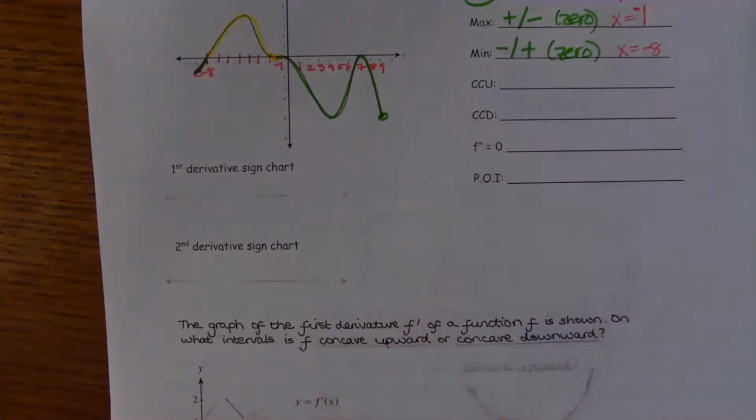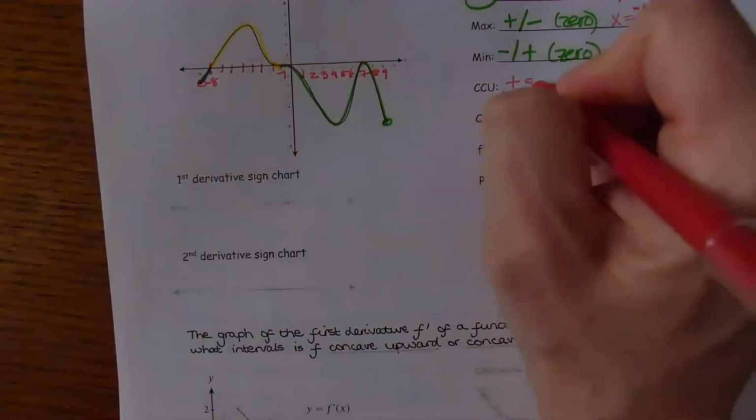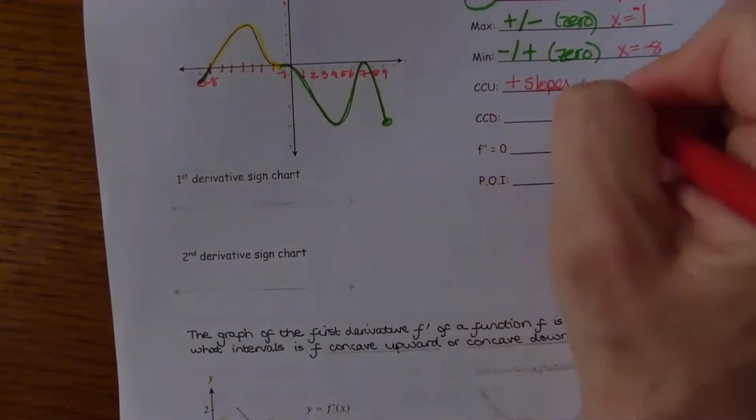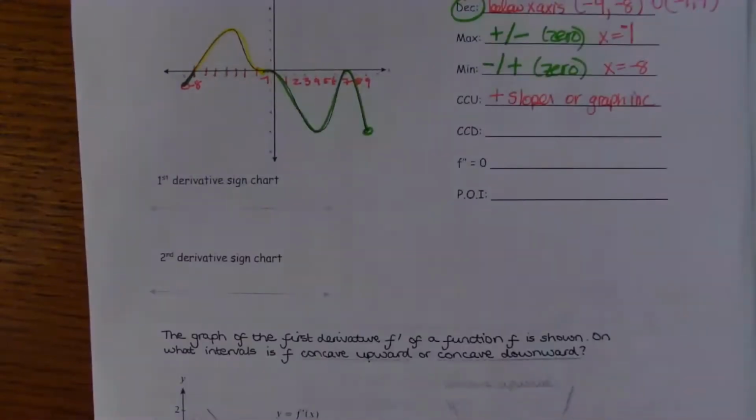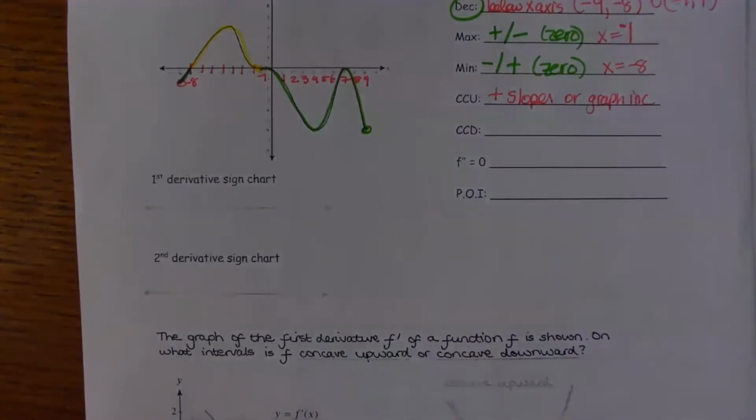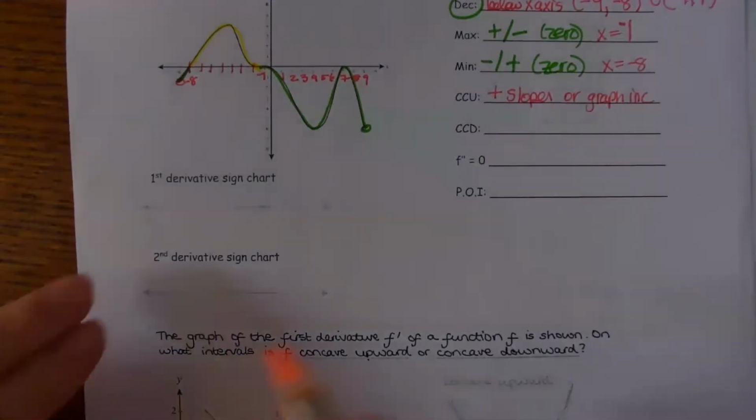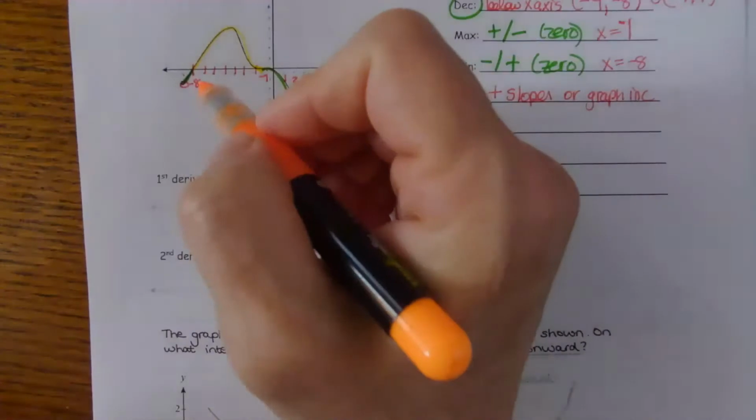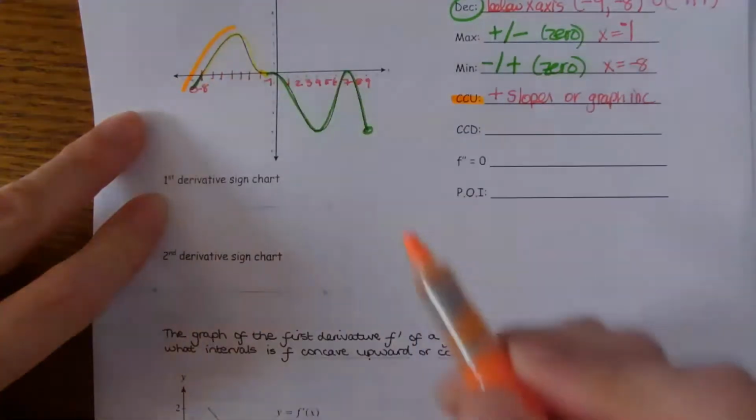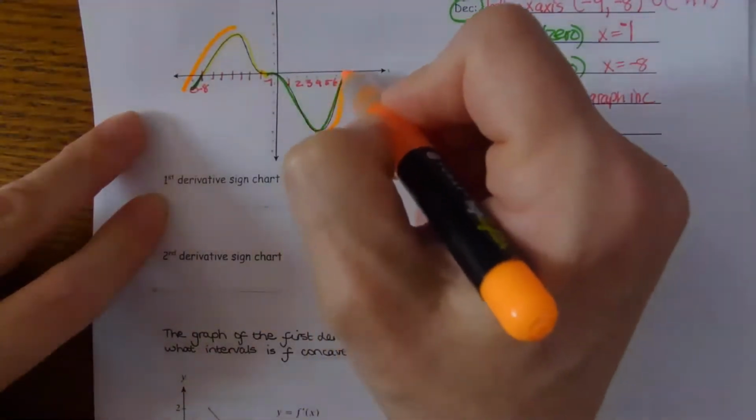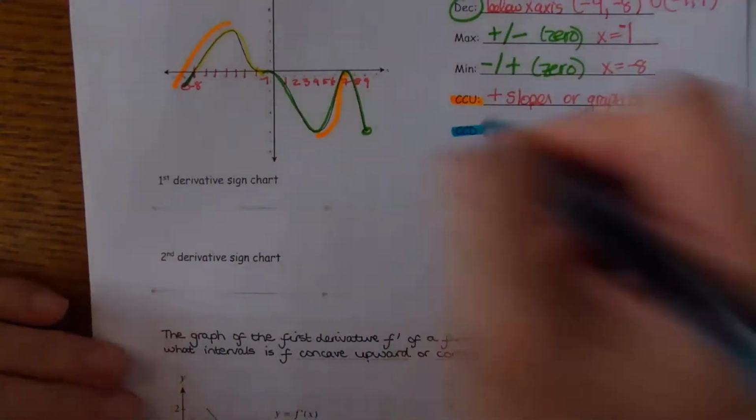Where is mama graph concave up? How do I know where it's concave up? Positive slope, or graph increasing, however you want to think about that. So let me get a concave up, right? Increasing. There's where it's increasing. Now, where is it decreasing? Or concave down, sorry.